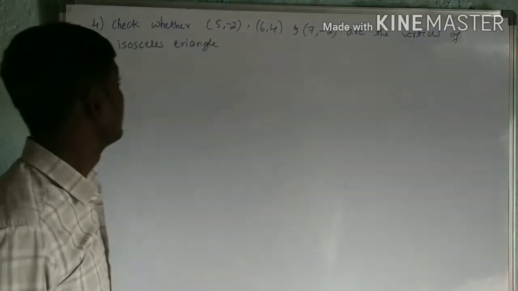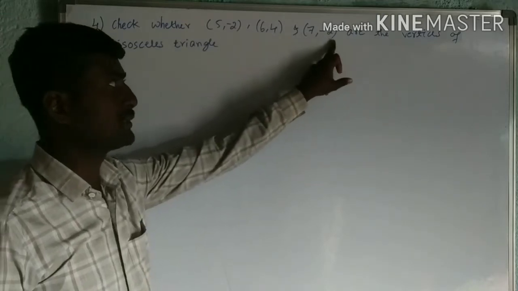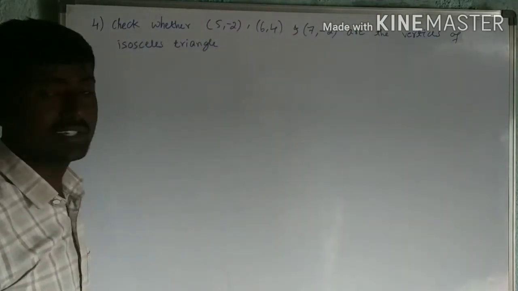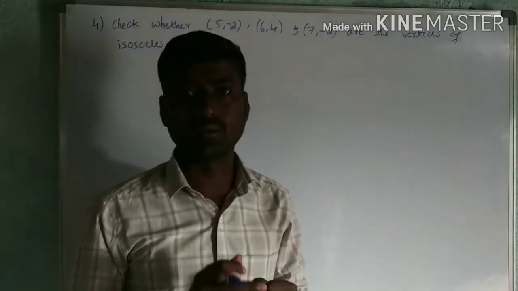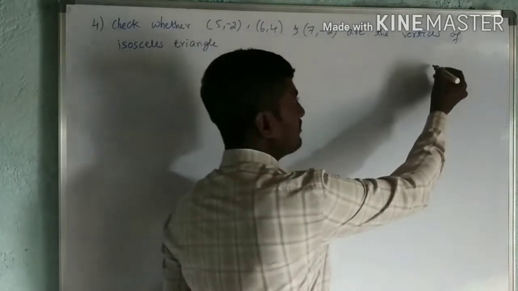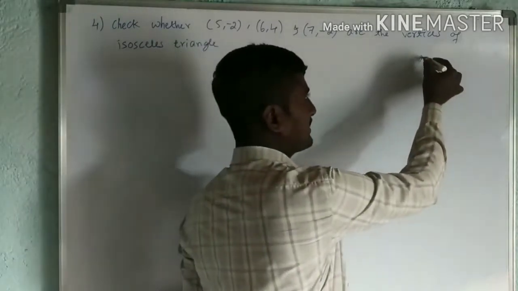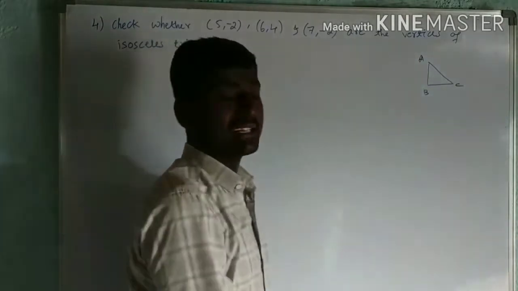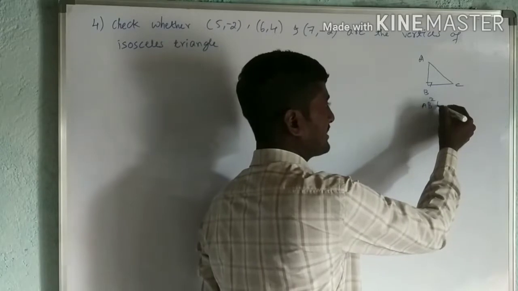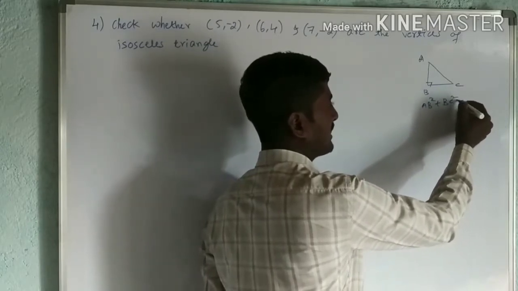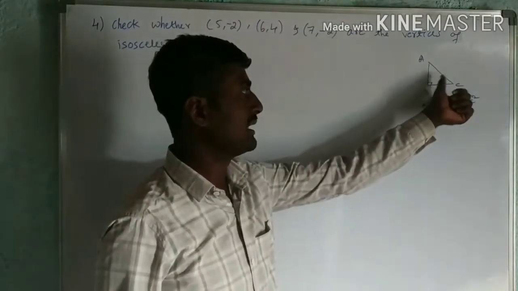And fourth question. Check whether (5, -2), (6, 4) and (7, -2) are the vertices of an isosceles triangle. I have to check whether the given 3 points are the vertices of an isosceles triangle or not. If any 3 points are the vertices of a right angle triangle, then the Pythagoras theorem must be satisfied: AB square plus BC square is equal to AC square.